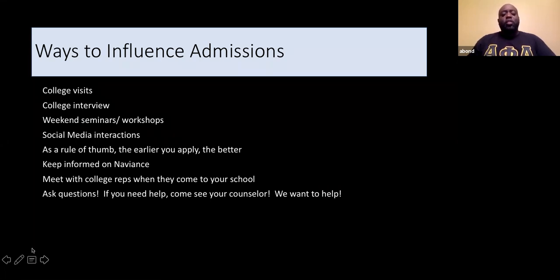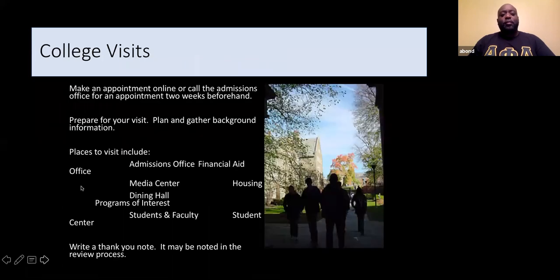All right. When you make your college visit, what you want to do is make an appointment. Call the admissions office for an appointment 2 weeks beforehand, and prepare yourself for the visit. What buildings am I going to hit? I need to find the admissions office. I need to find the financial aid office. Find the media center. Look at housing. Students and faculty offices. The dining hall, different programs of interest. All those things are really, really important.